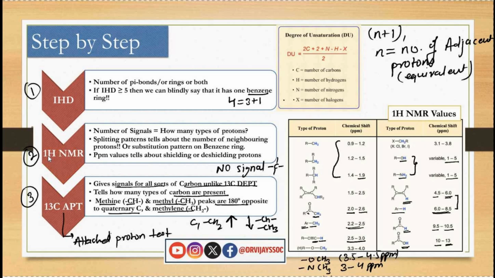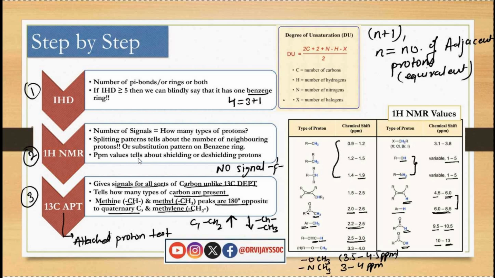Then we will see 1H NMR, and as we said, the number of signals is equal to how many types of protons are there. Splitting patterns will give us information about the number of neighboring protons or the substitution pattern on the benzene ring. Here is the splitting pattern formula, n plus 1, where n is the number of adjacent protons which are equivalent. For determining the substitution pattern on the benzene ring, we should also know the J coupling value. We will learn that when we have those kinds of problems. Here we are just focusing on aliphatic types of compounds so far.